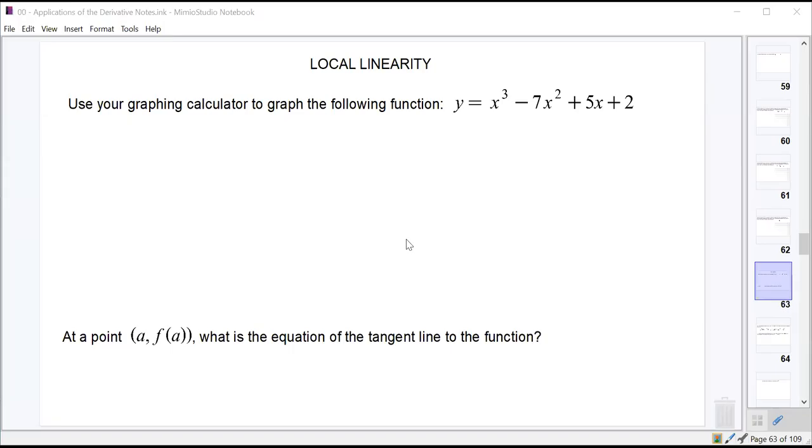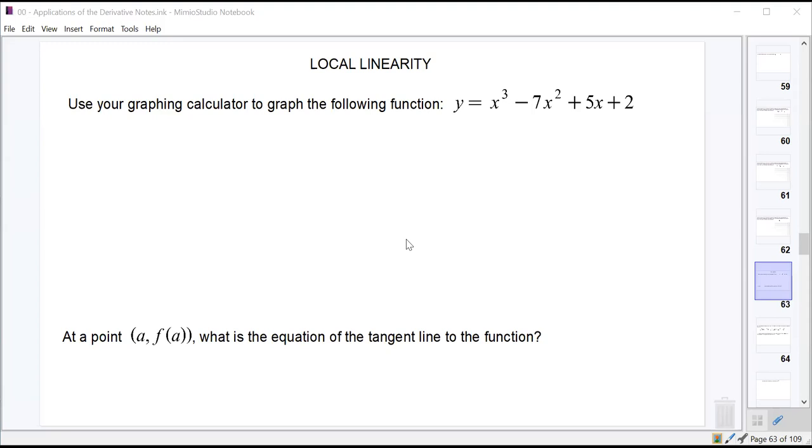Today we're going to talk about local linearity, or linearization, and differentials. One of the things we've talked about quite a few times so far this year is that the derivative is the slope of the tangent line of a function, but it also is a good representation of the slope of the function at any given point. In fact, it is the exact value of the slope of a function at any given value along that function.